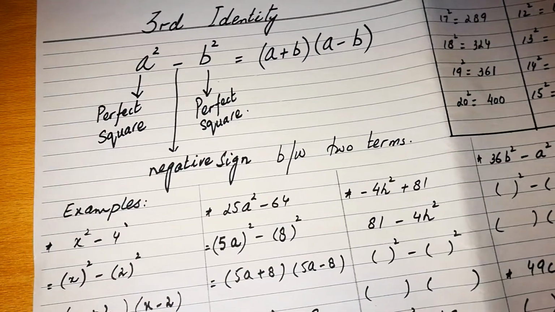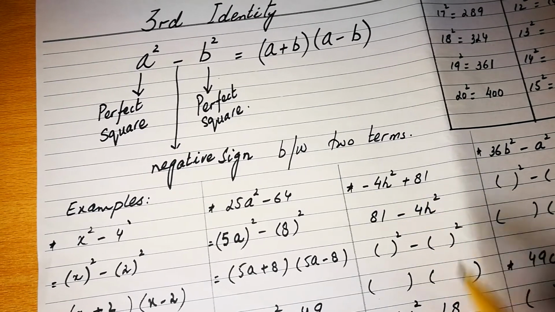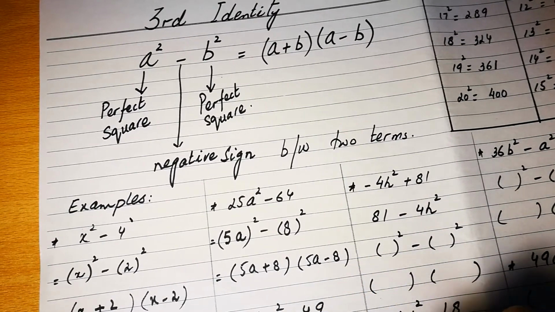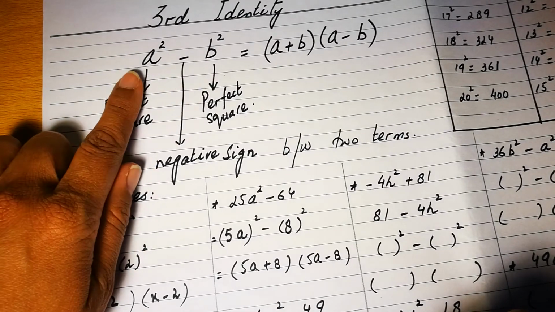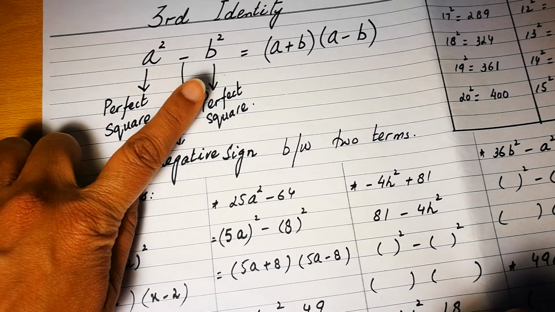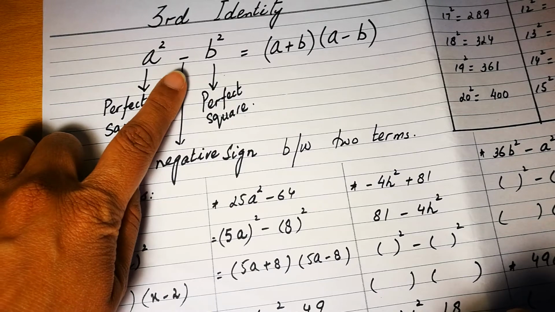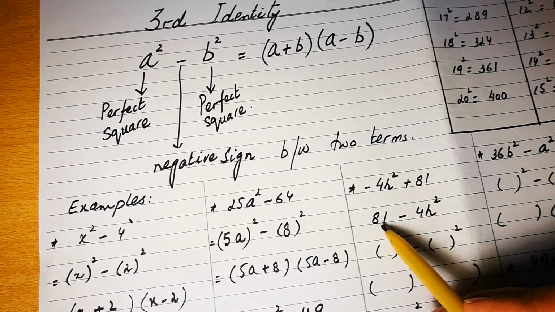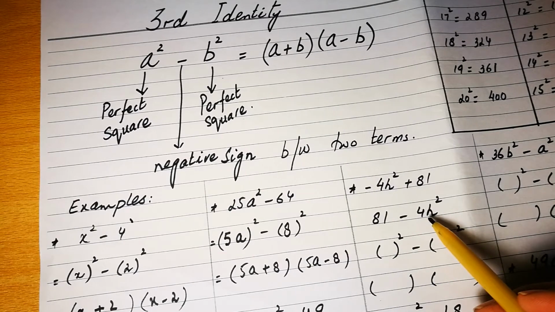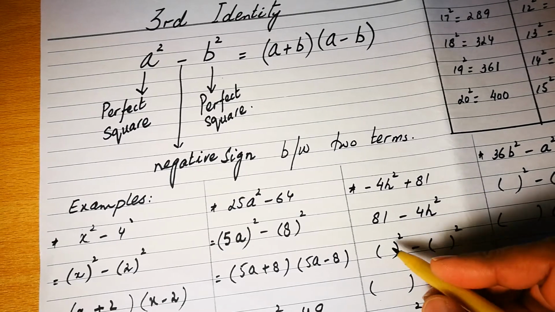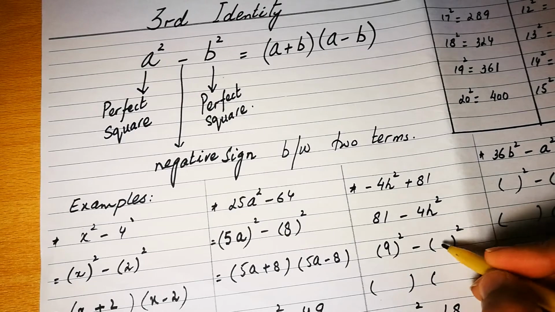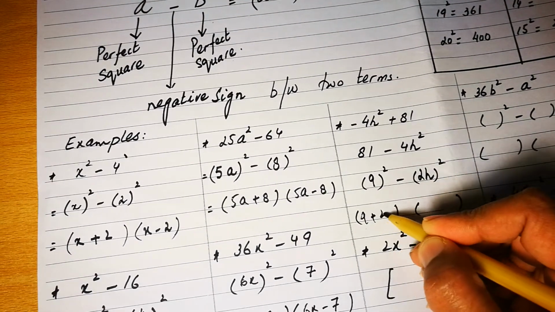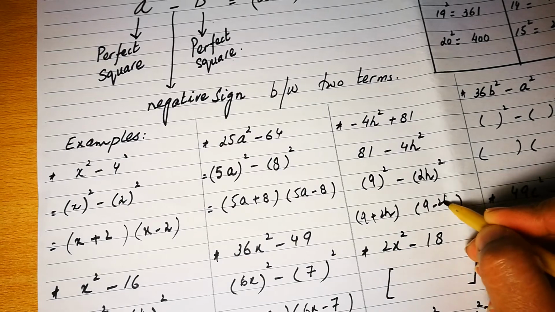Now, if I'm going to do minus 4h square plus 81. This is confusing because before that we have studied that a square minus b square means you have a positive term first and the second term has a negative sign before it. So, I can swap the values. I can write positive 81 first and minus 4h square afterwards. It doesn't make any difference. So, 81 can be written as 9 square and this can be written as 2h whole square. So, this will be (9 plus 2h)(9 minus 2h).